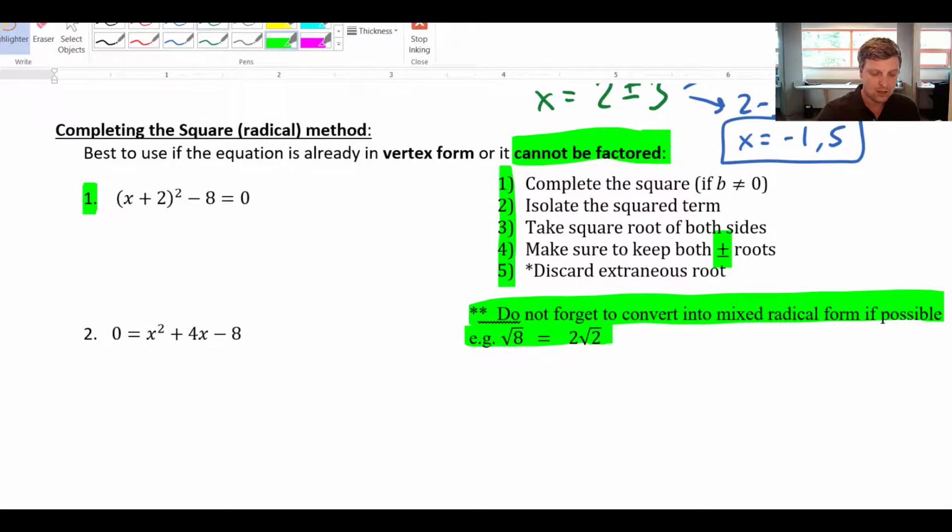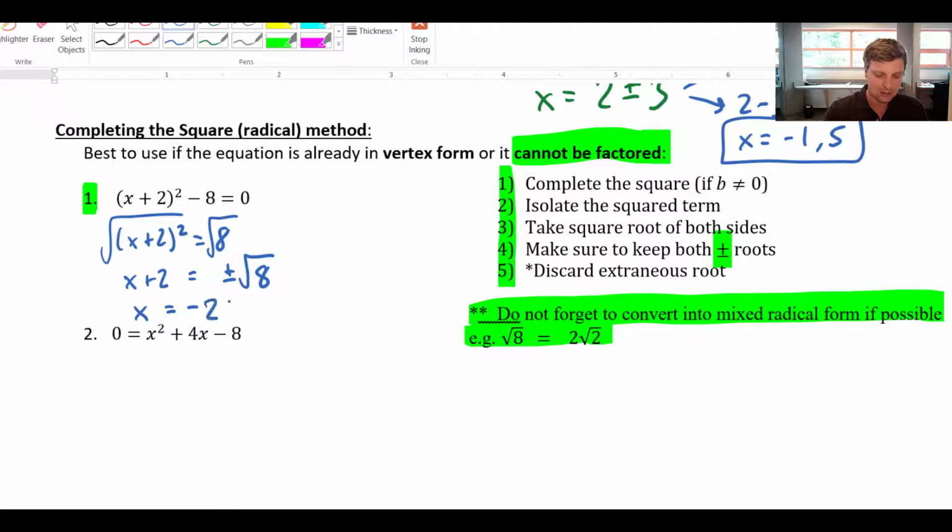Okay, so let's take a look at these examples. This first one is just straight up way easier. If I move the 8 to the other side, x plus 2 squared equals 8. Take the square root of both sides, and I get x plus 2 is equal to plus or minus root 8. And then I'm going to move the 2 to the other side by subtracting, and I get x is equal to negative 2 plus or minus the square root of 8. As we mentioned, this square root 8 can be simplified and written as 2 times the square root of 2.